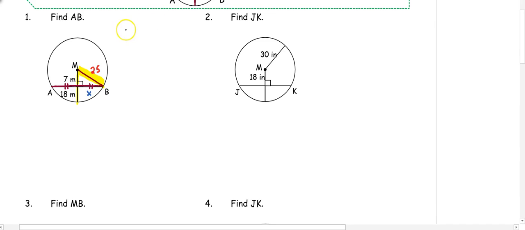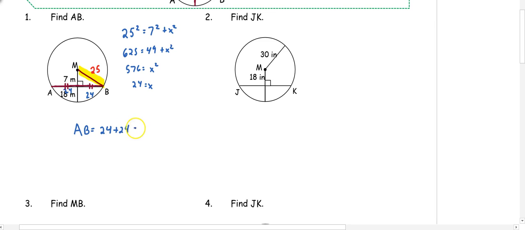So now that I know my radius is 25, I can use that triangle to find part of the chord. I'm going to call this part x. I'm going to do Pythagorean theorem. So 25 squared equals 7 squared plus x squared. I don't want to use 18 because that's not part of our triangle. So when I square this, I get 625 equals 49 plus x squared. Subtract 49 from both sides, I get 576. When I take the square root, x is 24, which means this part of the chord is 24 and the other part of the chord is also 24. So AB is equal to 24 plus 24, 48, and this one has meters as its unit.